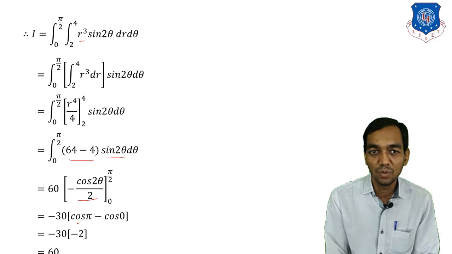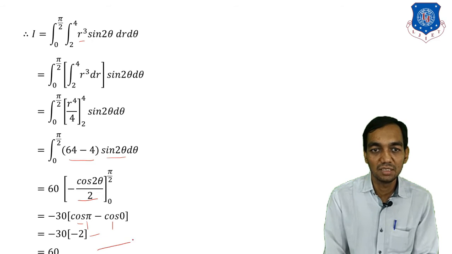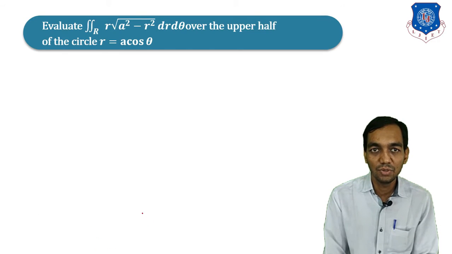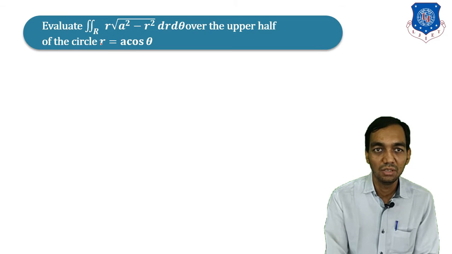But cos pi has a value -1 and cos 0 has a value 1. So -1 will give you the -2, and that will give you the final answer -30 into -2, which gives you the answer 60 of the given integration, because minus into minus will be a plus. Okay. Now we are going on to another example.